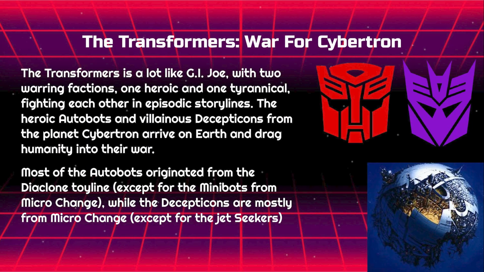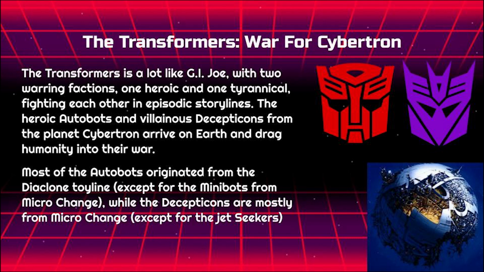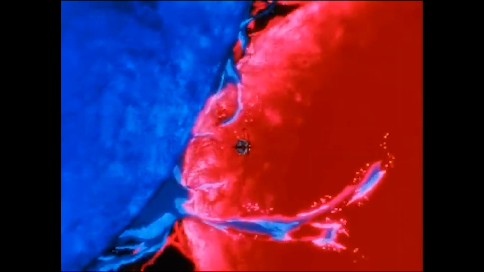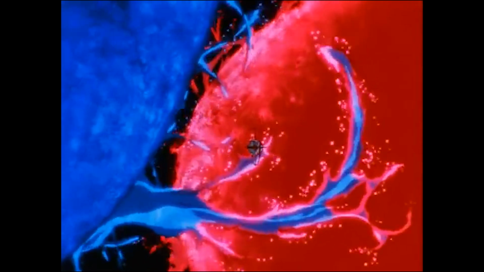The story of the Transformers is a lot like the story of G.I. Joe, where there are 2 factions, one heroic and one tyrannical, who fight each other in episodic storylines. In this franchise, the heroic Autobots and villainous Decepticons from the planet Cybertron, aliens who can transform into vehicles and machines, arrive on Earth and drag humanity into the crossfire of their war. Most of the Autobots consist of characters from the Diaclone toy line, except for the Minibots from Microchange, while the Decepticons are mostly from Microchange except for the Jet Alt Mode Seekers. Let's take a look at the intro for The Transformers.